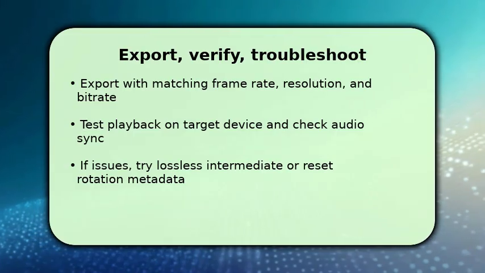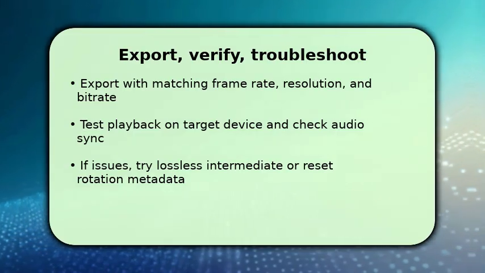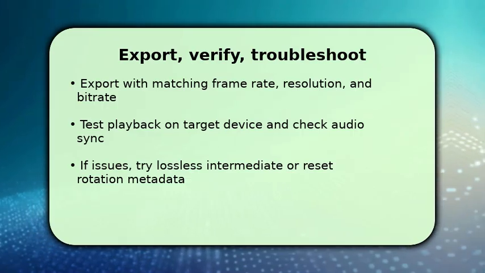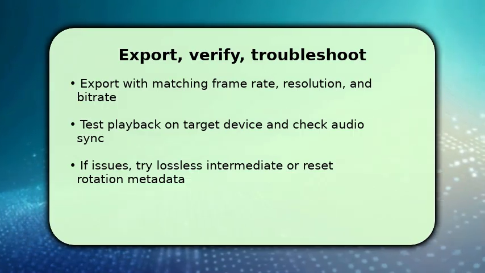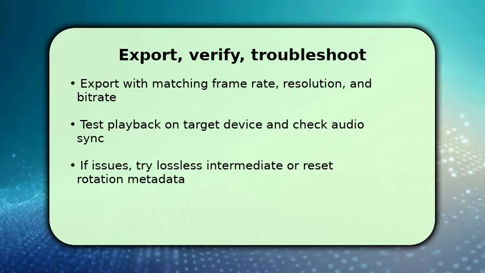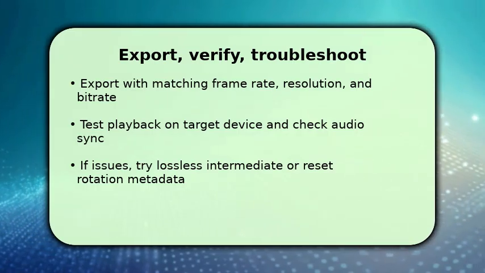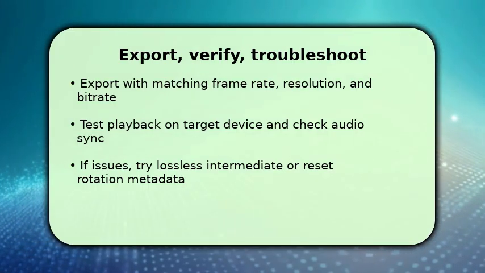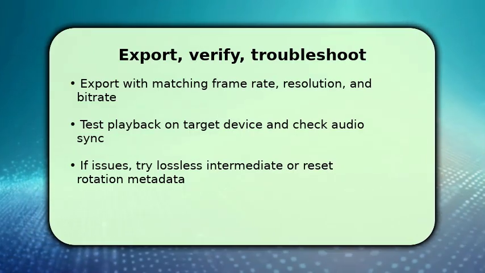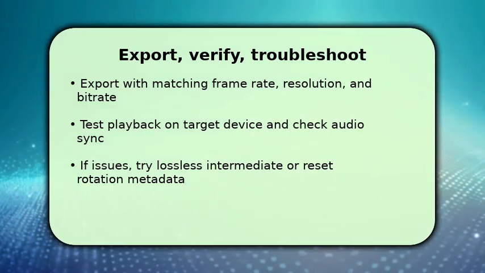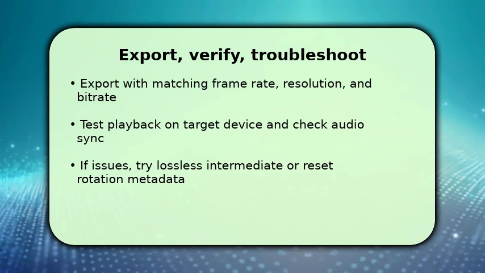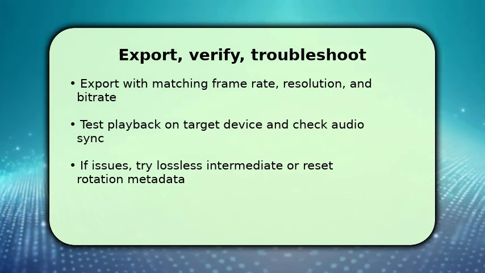Once exported, play the video on the target device and verify audio sync and smooth motion. If you still see orientation problems, try exporting through a lossless intermediate codec or reset rotation metadata in a metadata editor. Some players ignore embedded rotation flags. If artifacts or sync drift appear, recheck your timeline and re-export with a different codec.